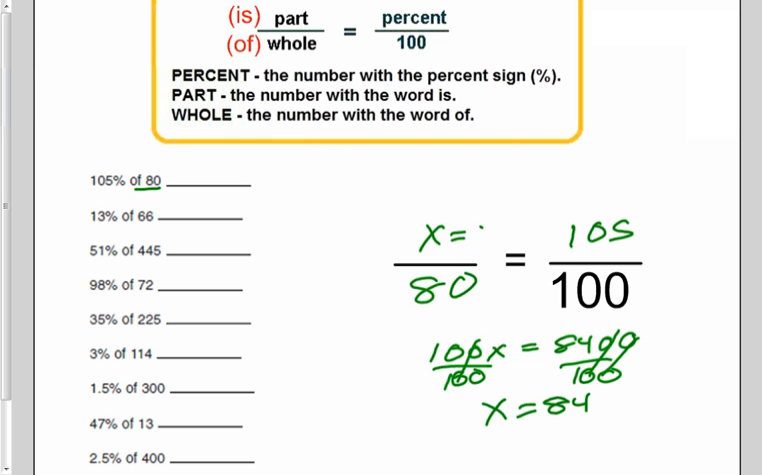Now, usually the part is less than the whole. In this case, however, since it's 105%, it's actually going to be more than the whole. So our answer is 84. Let's try another one.